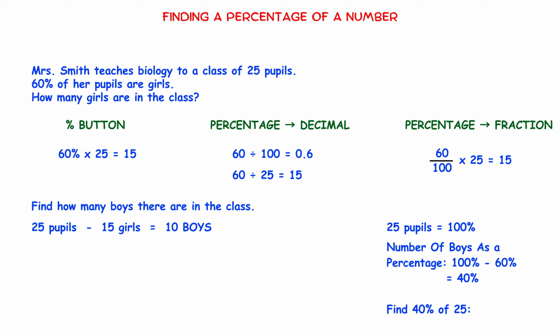You could also be asked to find how many boys there are in the class. And for this, because we know that there's a total of 25 pupils and 15 of them are girls, all we have to do is 25 take away 15, to find that there must be 10 boys in the class. Another way to do this question, though, is to think of the 25 pupils as representing 100%, because that's the entire class, and then to find the number of boys as a percentage, we just take away the 60% that are girls, so 100 minus 60, which tells us that the other 40% must be boys. Then we could just find 40% of 25 using any of our three techniques, which would tell us that there are 10 boys in the class.